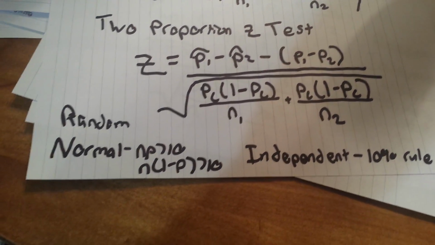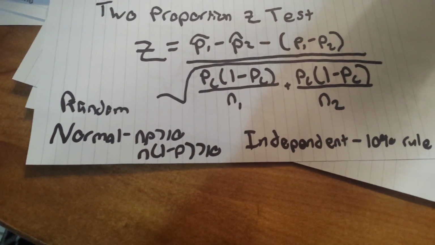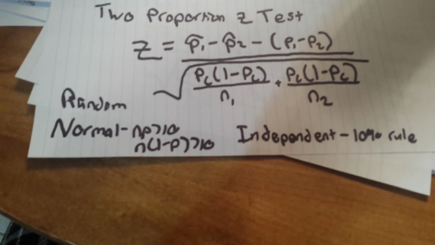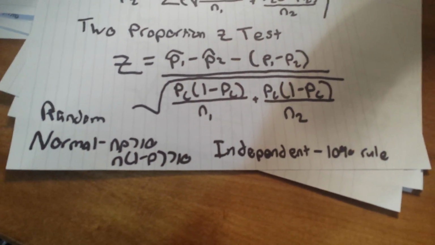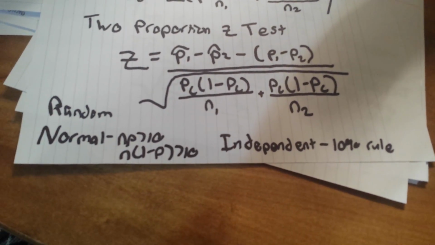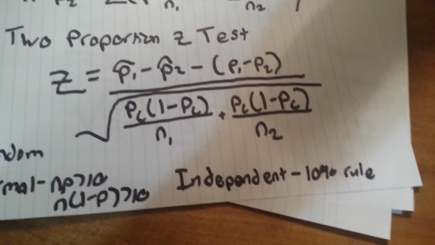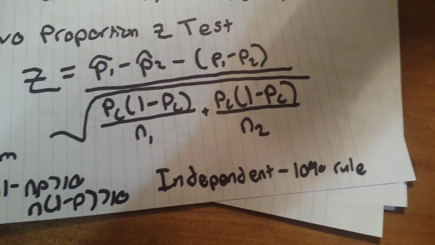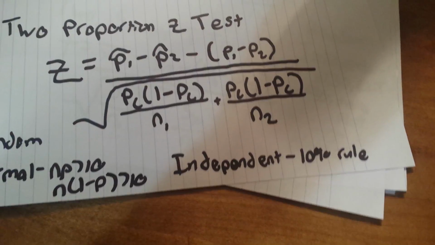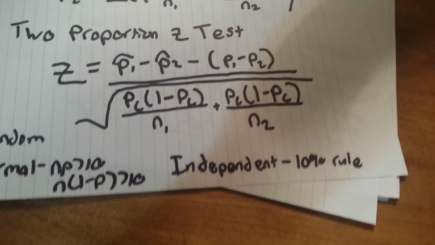And your random, normal, and independent conditions are still exactly the same. n times p hat must be greater than 10, and n times 1 minus p hat must also be greater than 10. And then independent is just the 10% rule, so make sure that the total population size is greater than 10 times the sample size.